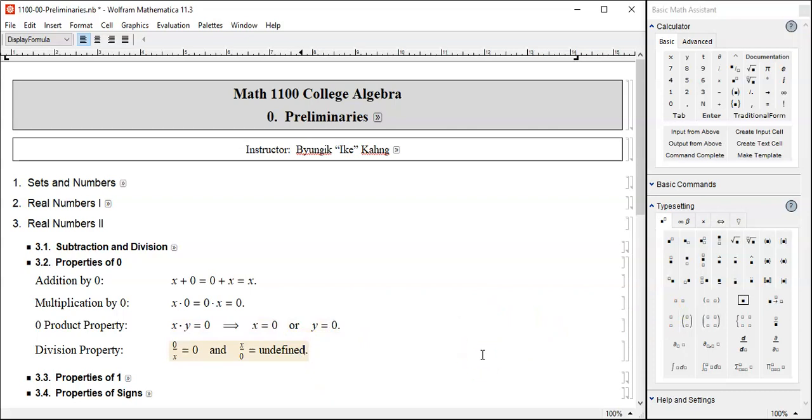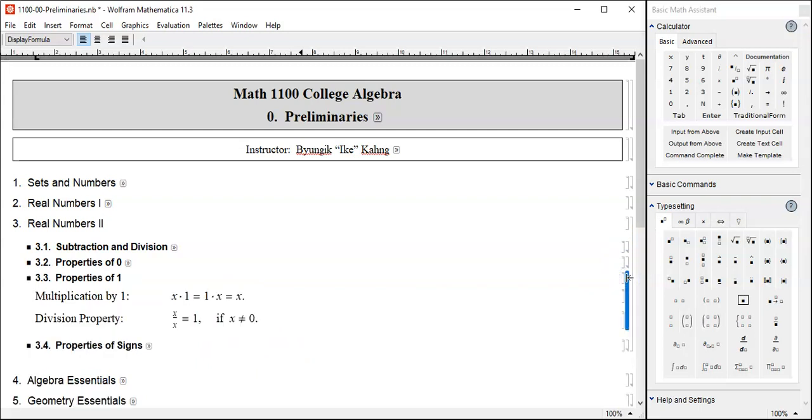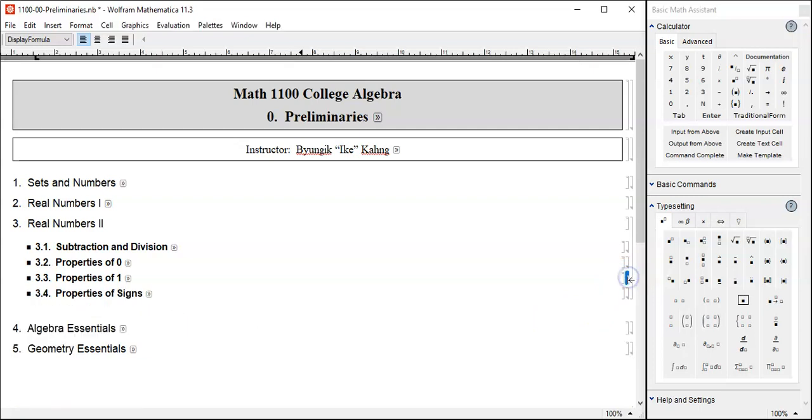Division property, 0 divided by x is always 0. That's easy to see because that's the same as multiplying 0 times 1 over x, and you see it's basically this property here with a different character. Yeah, multiplying by 0, you're going to get 0. But this one's different. X over 0 is undefined. Denominator cannot be 0. No problem there. Let's move on. Properties of 1. Multiplying by 1, no change. And if you divide by the same thing, then you're going to get 1. Of course, you cannot divide by 0, so there's a bit of a catch. 0 over 0 is undefined, not equal to 1.